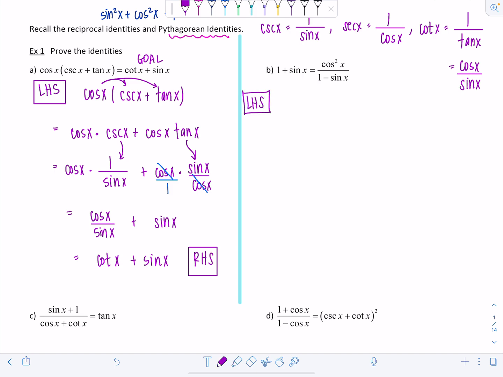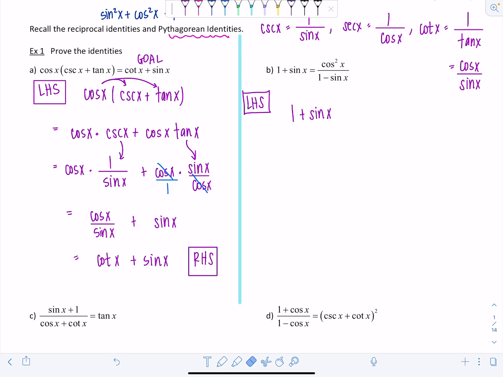Okay, and then you can try the other way if you like it. You're just mirroring the steps in reverse. So we're going to start with 1 plus sine x, and use the other side to inspire you as to what sort of maneuver to pull next. I'm noticing there's 1 minus sine x in the denominator.